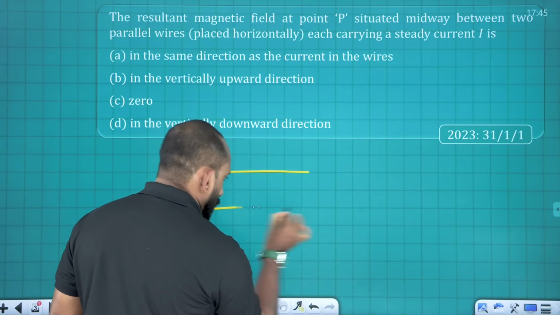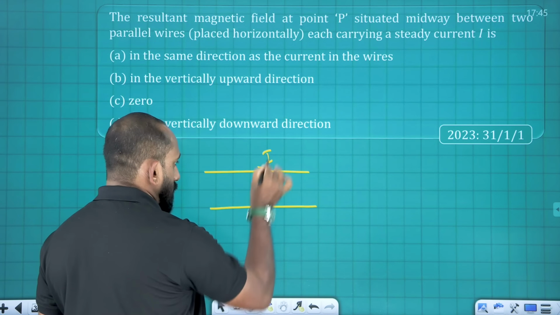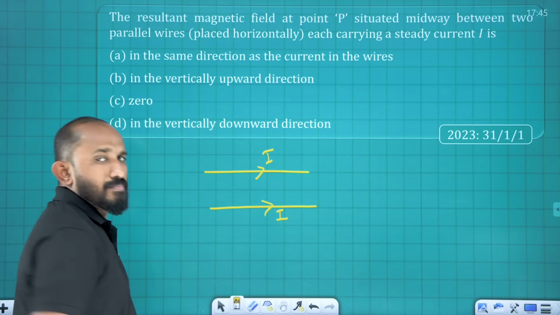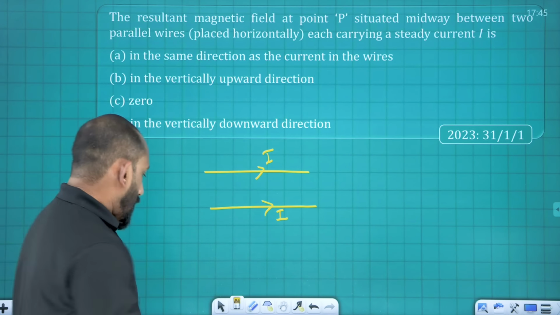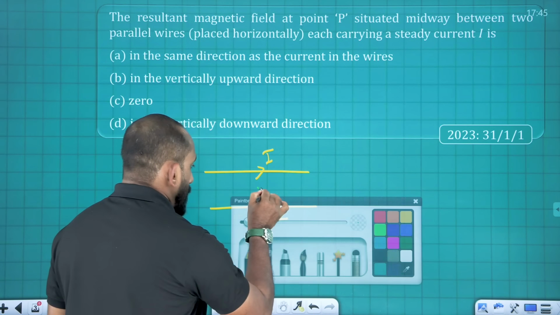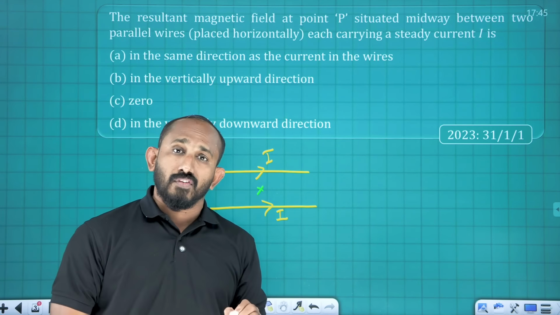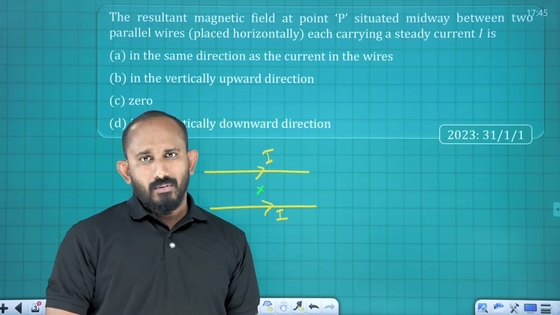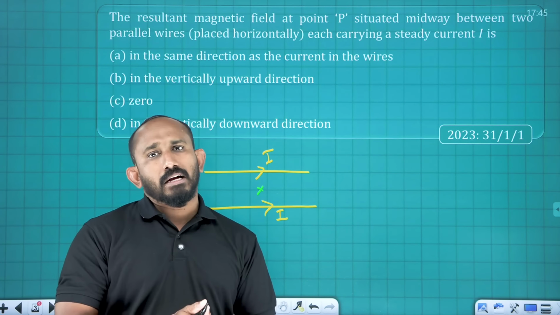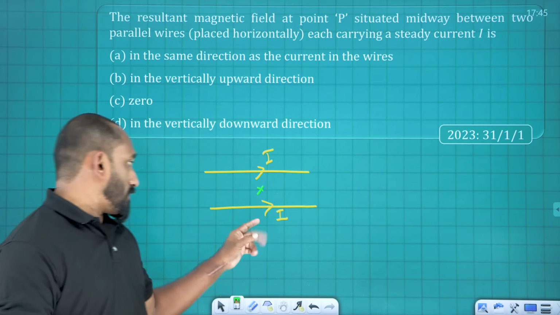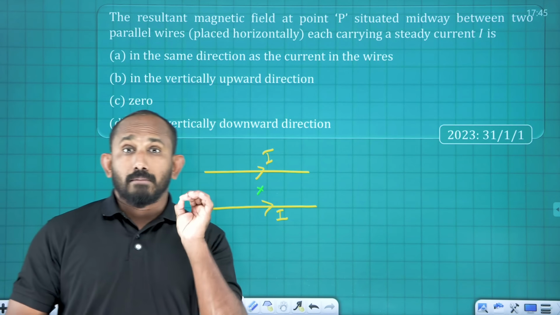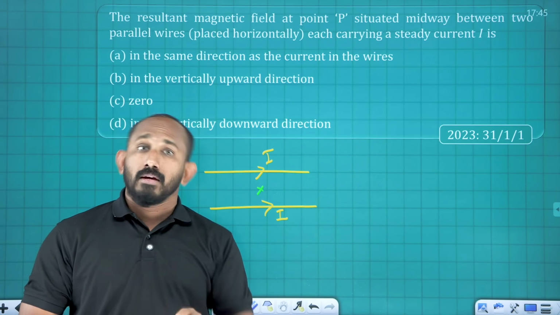So here in this question, we have 2 straight parallel conductors. They are kept horizontally. Current I is passing in the same direction. Then if you consider a point exactly midway between them, what will be the net magnetic field? That is the question. So you have to use the direction of magnetic field first of all. Then midway between and same current is there, so the magnitude of the magnetic field will be same.